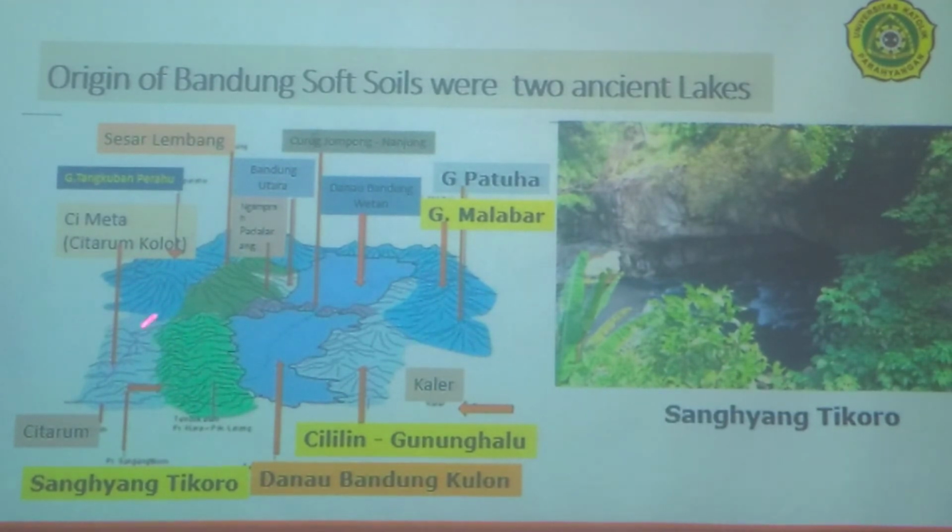Now that is the Bandung city. The Bandung city is surrounded by mountains. These are all active volcanoes: Patuha, Malabar, even Gunung Tangkuban Perahu, and also the fault. This is the Lembang fault. So we are located very close to the fault.